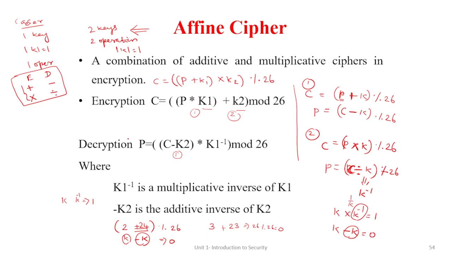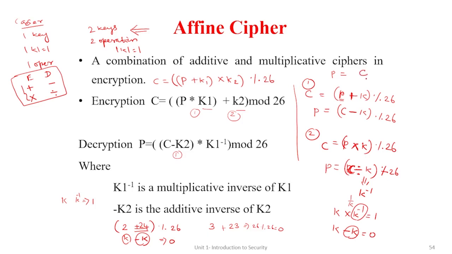in decryption you should use the last operation first. That means the last operation with K2, in which addition is used. So you should undo the addition first: ciphertext minus K2. Then you should multiply by the K1 inverse value. So first I am doing subtraction, then multiplication, and you can get the plain text.